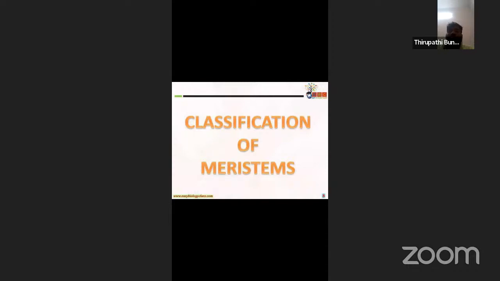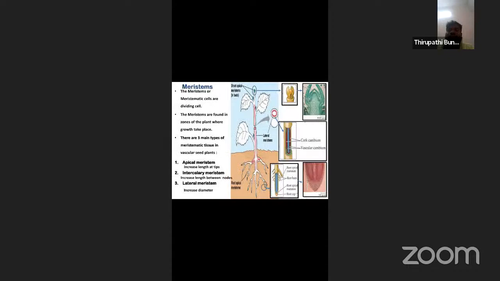Apical meristem: see here, the upper part of the plant shows apical meristems. Apical meristem increases the length at the tip. See the plant figure: the shoot shows apical meristems. In buds also, young buds and young leaves are all made up of apical meristems.